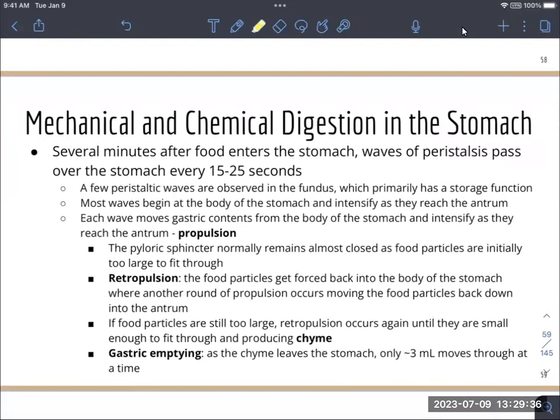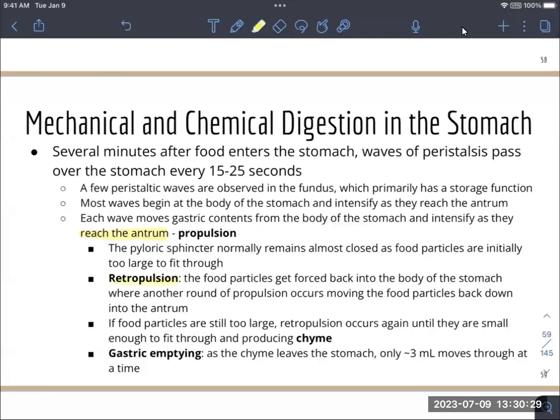So once food enters that stomach, we're going to start getting peristaltic waves go through the stomach even. These peristaltic waves are going to help propel food down through the stomach, and it's going to keep propelling them until it reaches that antrum. That pyloric sphincter remains closed. And it remains closed because it wants to make sure particles are broken down small enough to fit through.